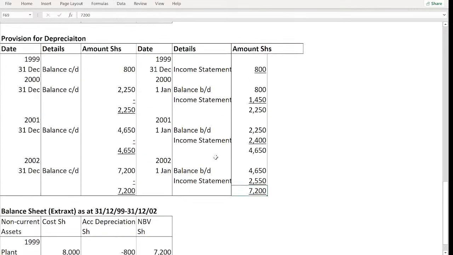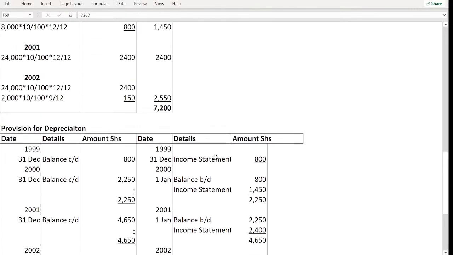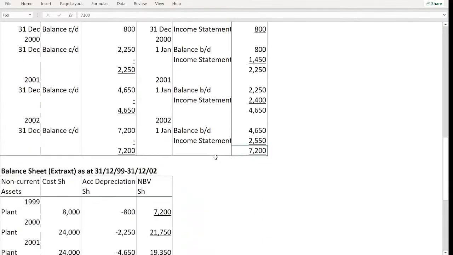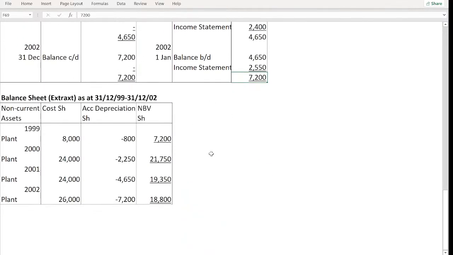So this is the balance sheet extract that we are going to do, or that is what you are supposed to do. So you can get some note on this as we continue. So a minute on that.